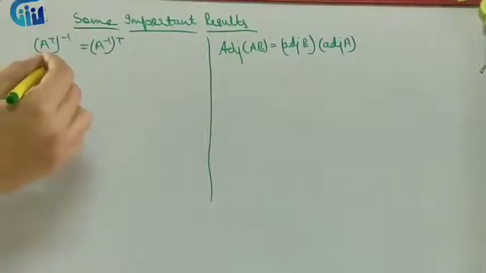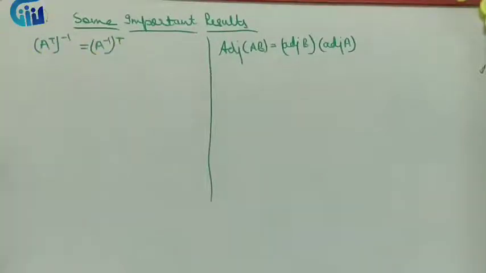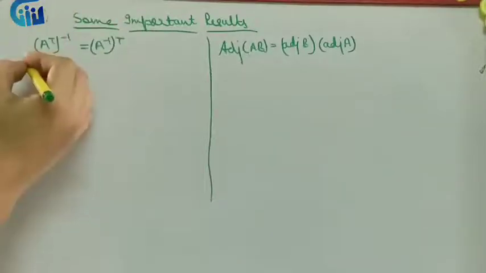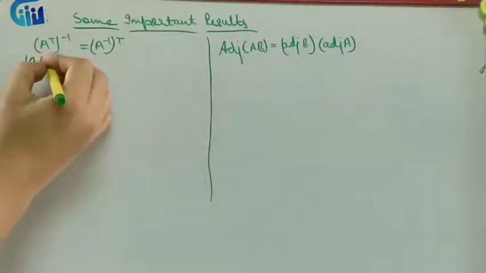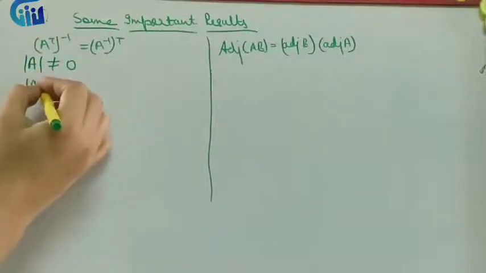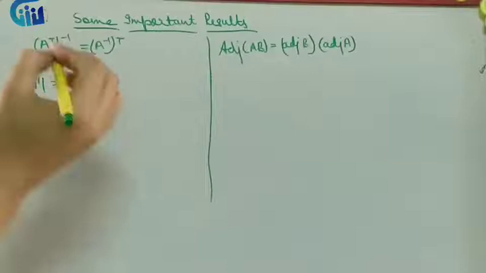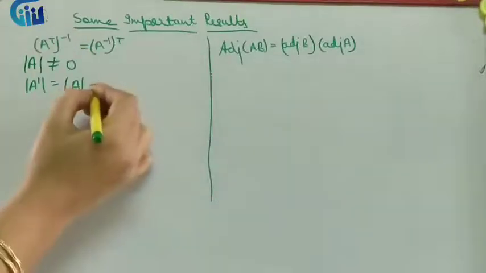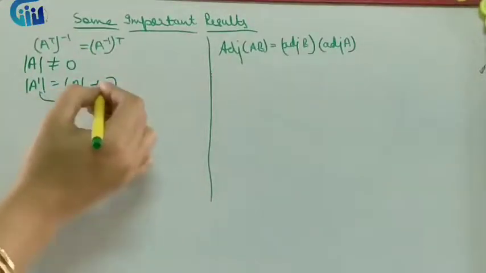Okay, so what we know, it is given in the statement that A is invertible, and then you have to prove that A transpose is invertible, as well as that A transpose inverse is equal to this. So if I know A is invertible, it means determinant of A is non-zero. We know that the determinant of A transpose and the determinant of A are equal. So if this is non-zero, it means this is also non-zero.